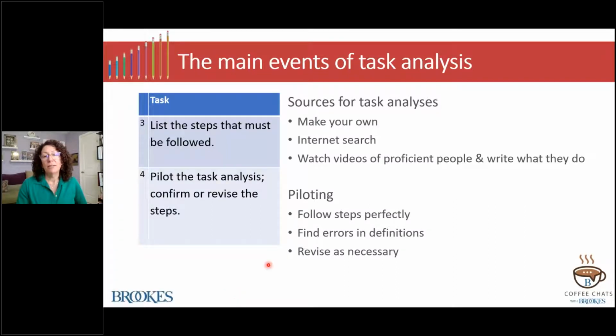And then before you try to teach a child how to do the task in this way, or before you try to teach your paraprofessionals who are going to help this child, you need to pilot that task analysis. Take it out for a test spin, see if you can create a situation in which you can follow all the directions and everyone understands. Is there an error in the definition? Is there a step that you left out? And you can revise your task analysis as you need to.